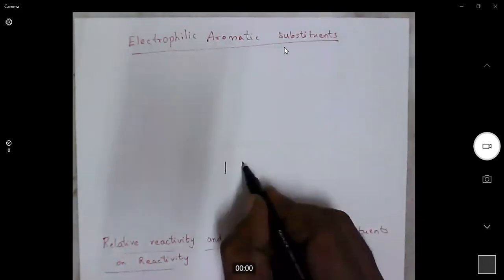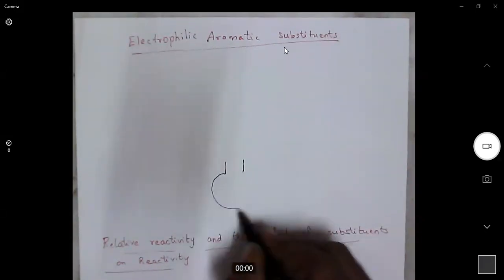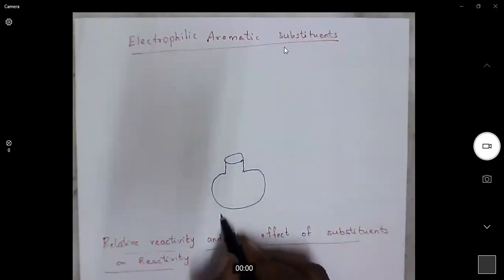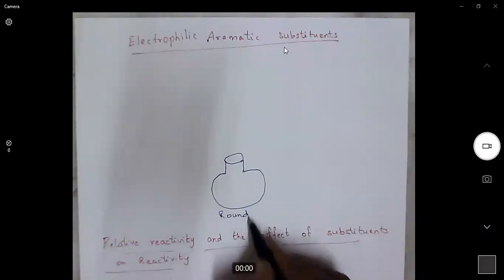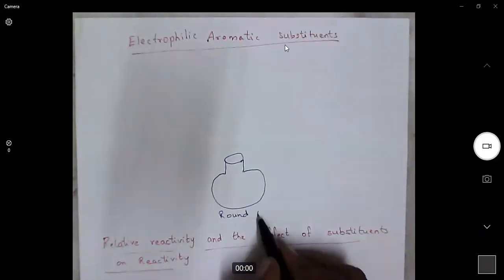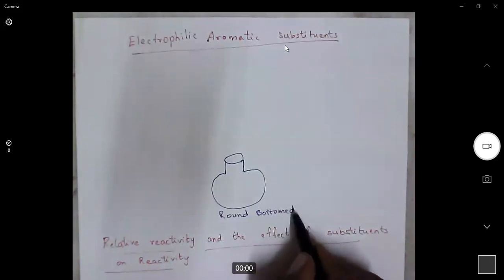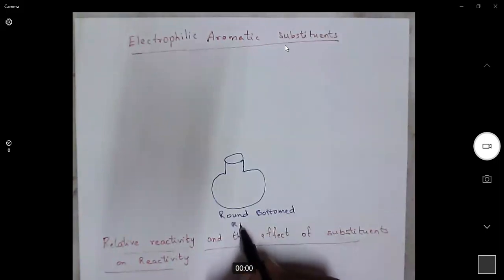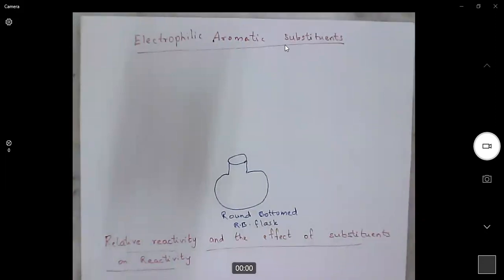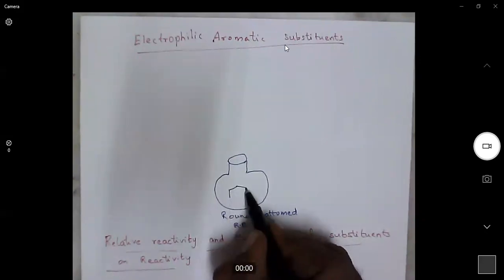Organic reactions are basically conducted in a round-bottomed flask. A round-bottomed flask will look like this. In short, it is called RB flask. Now, what we are doing is aromatic electrophilic substitutions on benzene ring.